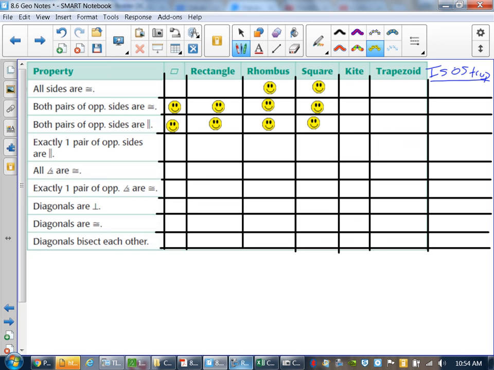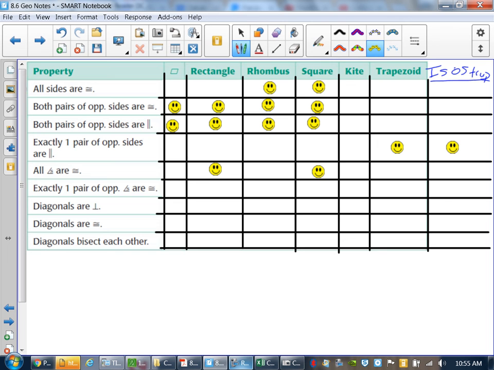What shape then has exactly one set of opposite sides that are parallel? A trapezoid, and an isosceles trapezoid. I asked you guys to throw it on there because you'll see isosceles stuff later on, so you'll see it on the test. All angles are congruent. Which ones? Rectangle and square. Very good.